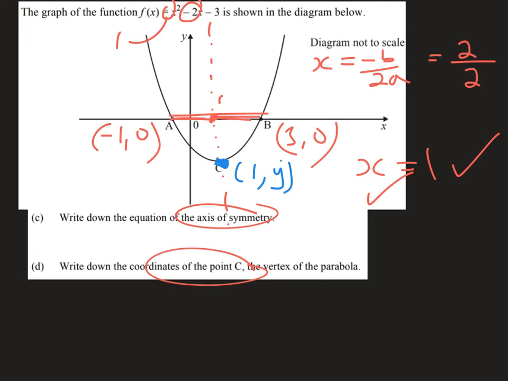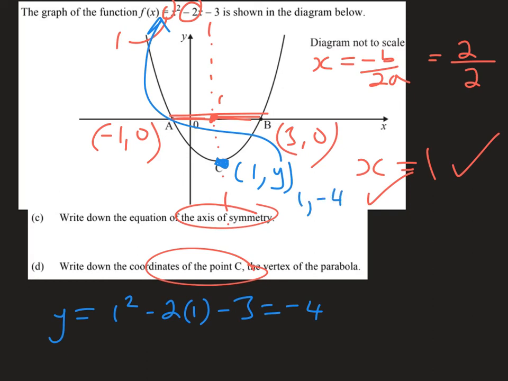Fortunately, we've got this helpful equation up here which will tell us how to find out the y value. So we can say y is going to be equal to 1 squared minus 2 times 1 minus 3, and that's going to give us -4. So the final coordinates are going to be 1, -4.